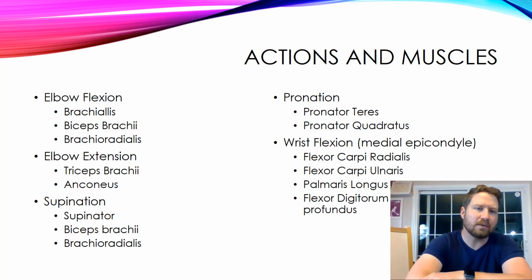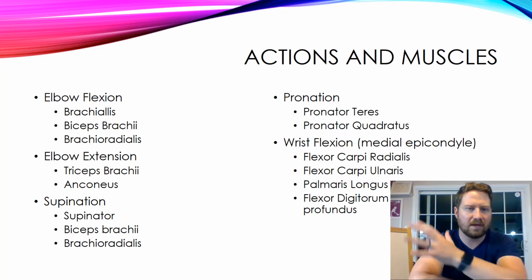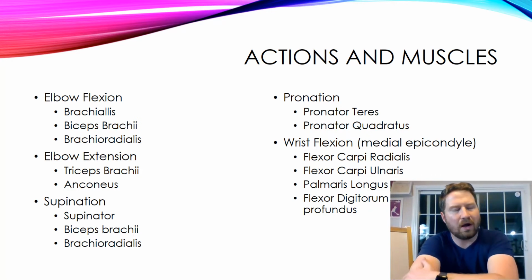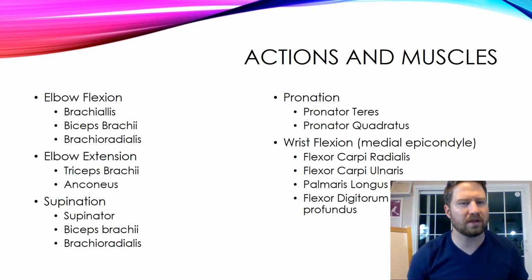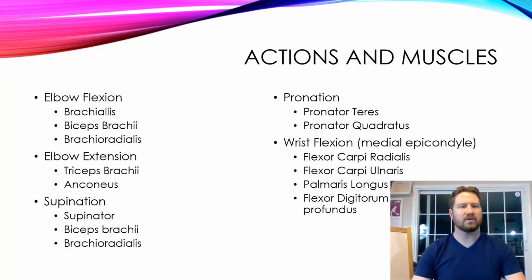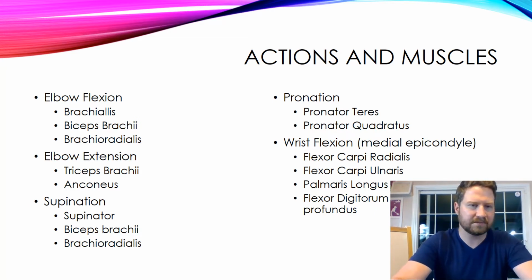Elbow extension. Your main one is going to be that triceps back on the back. Your anconeus also does, but it doesn't really do extension. It's really not a factor in force production with elbow extension. It's mainly just that triceps. And remember, the triceps is a two-joint muscle with the long head of the triceps, so that force production is going to depend on what position the shoulder is in.